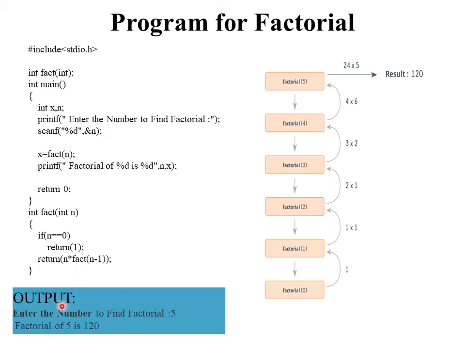So the output is: enter the number to find factorial. We enter the value of n as 5 and here x is equal to fact of n, which means the result is 120. So we print factorial of %d is %d, which means n is 5 and the result is 120. So here we got the result for factorial of 5.